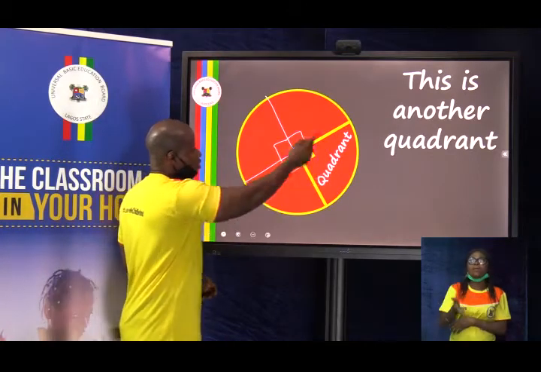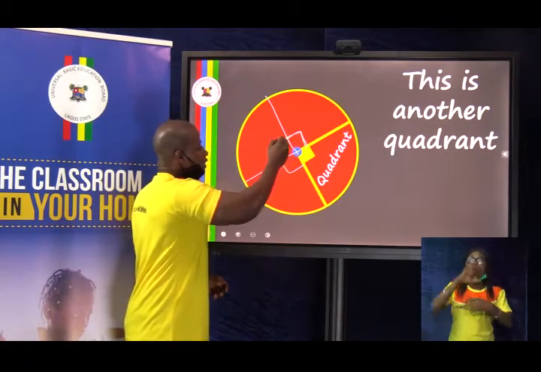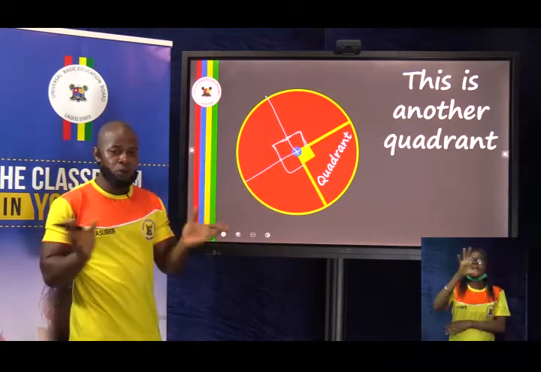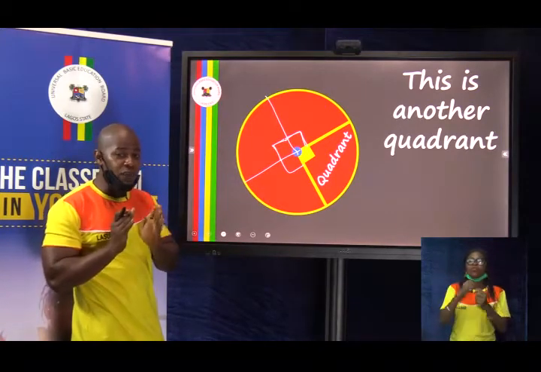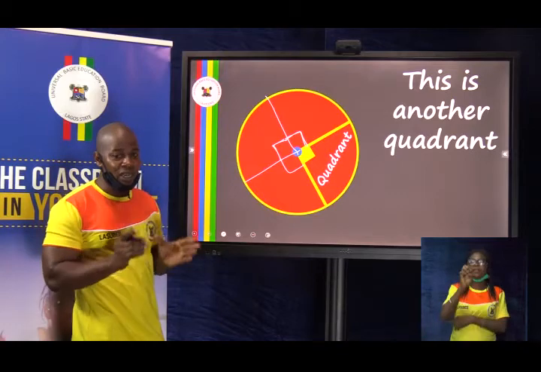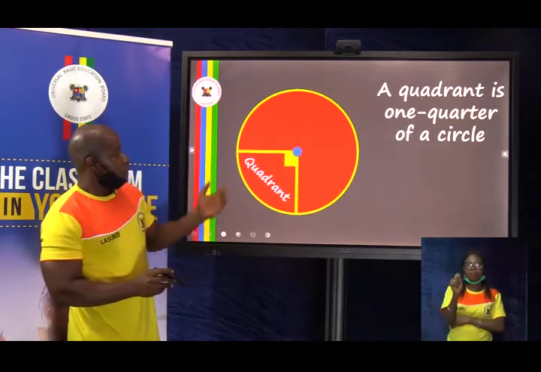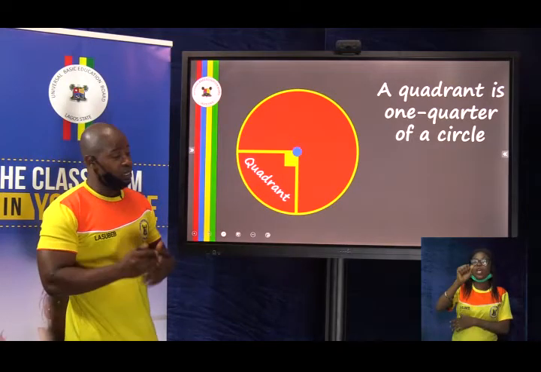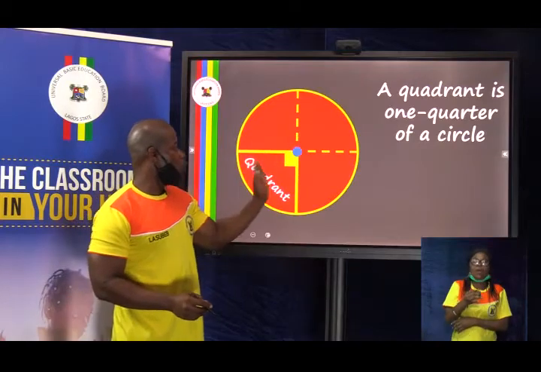Because there's one here, there's one here, there's another quadrant, there's another quadrant. They are all forming 90 degrees. So again, when the two radii are meeting at 90 degrees, you have a special sector which is called a quadrant. A quadrant is 1/4 of a circle. Right? It's 1 out of 4 parts, like I've shown you earlier. So you can see 1 out of 4 parts.